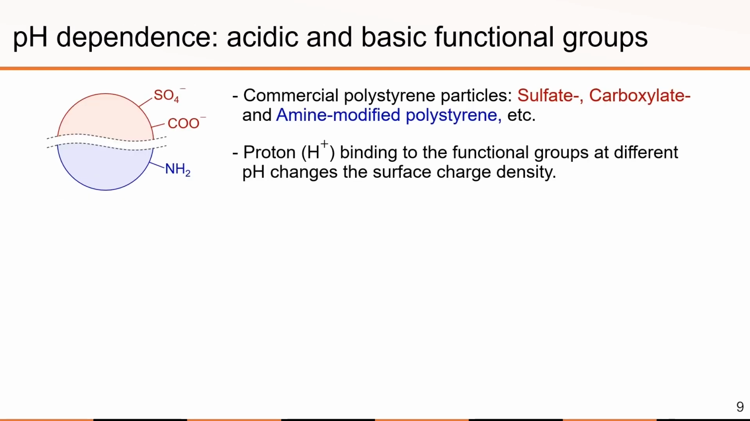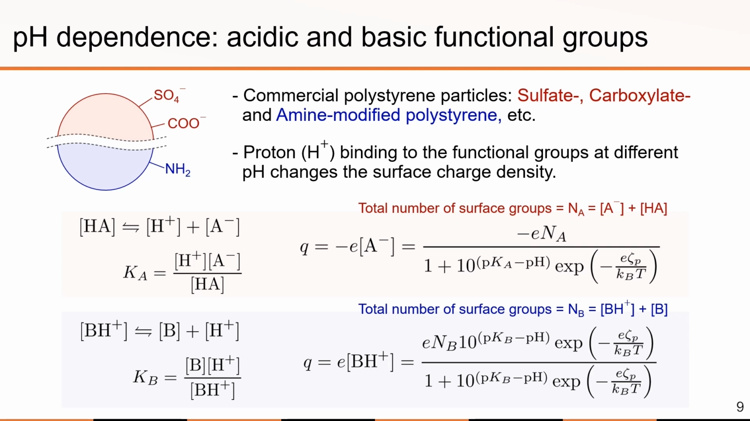We consider the charge regulation model for the pH-dependent zeta potential. For commercial polystyrene particles, their surface is often treated with sulfate, carboxylate, or amine groups. Since the extent of proton binding to these functional groups at different pH directly affects the surface charge density, we can calculate it by considering the acid-base reaction kinetics and the Boltzmann distribution of ions.